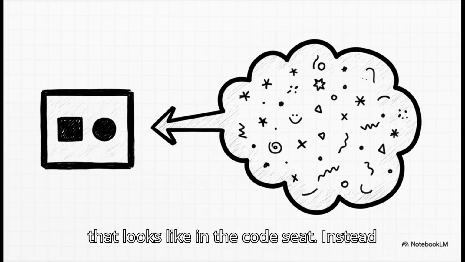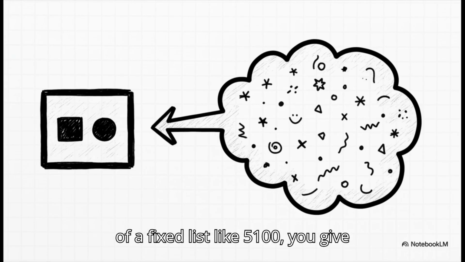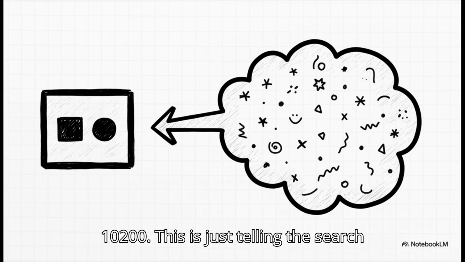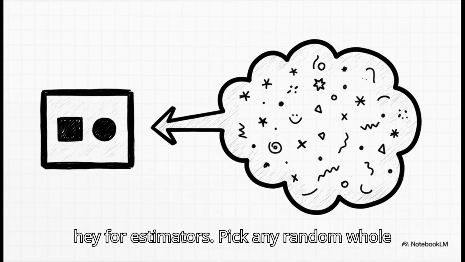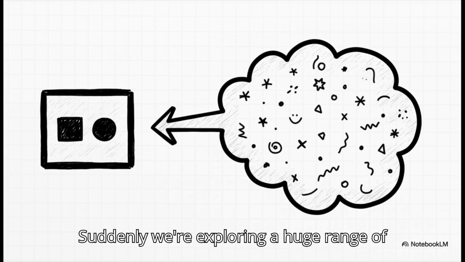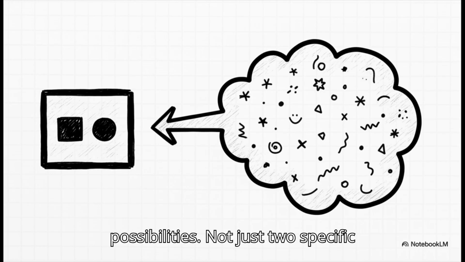See, instead of a fixed list like 5, 100, you give it a range to play in, like randint 10-200. This is just telling the search, hey, for n_estimators, pick any random whole number you want between 10 and 200. Suddenly, we're exploring a huge range of possibilities, not just 2 specific points.